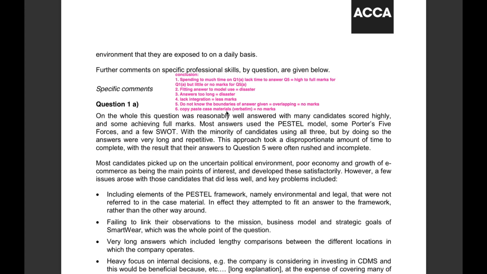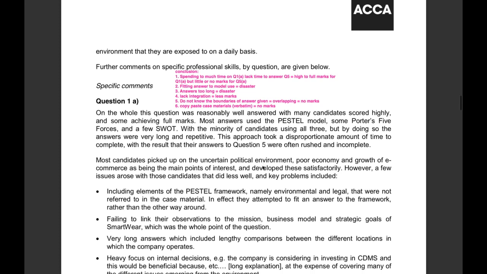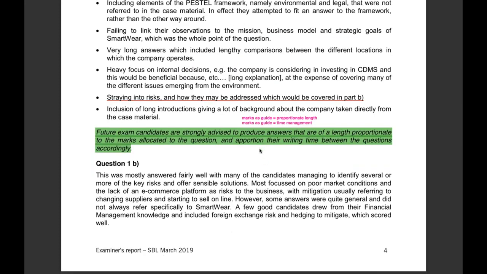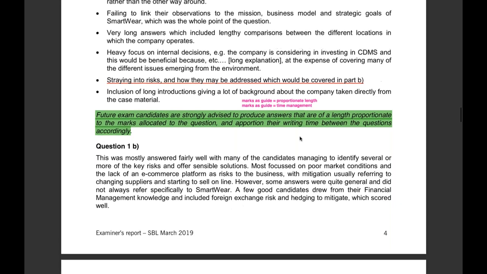Copy paste case materials, definitely there's no marks. Okay, so you are asked to look at marks as your guide to identify a proportionate length of write-up, and then as a guide for time management. Basically that's the advice by the examiner.